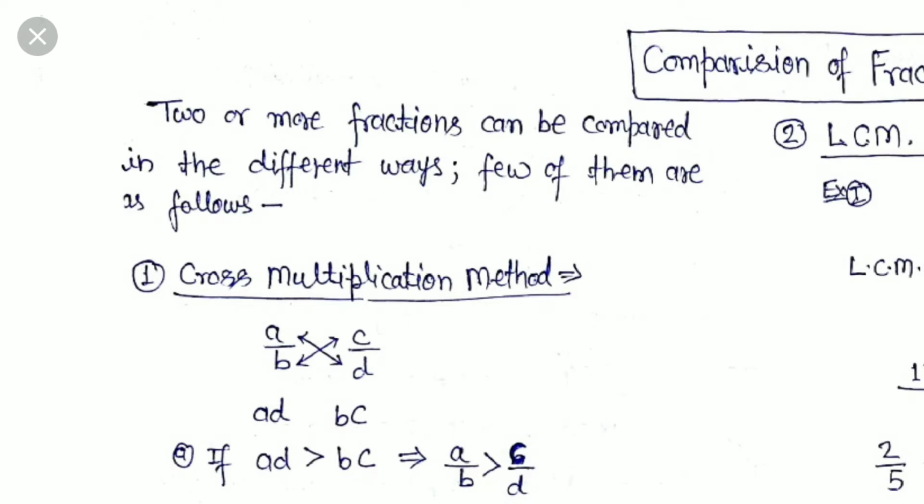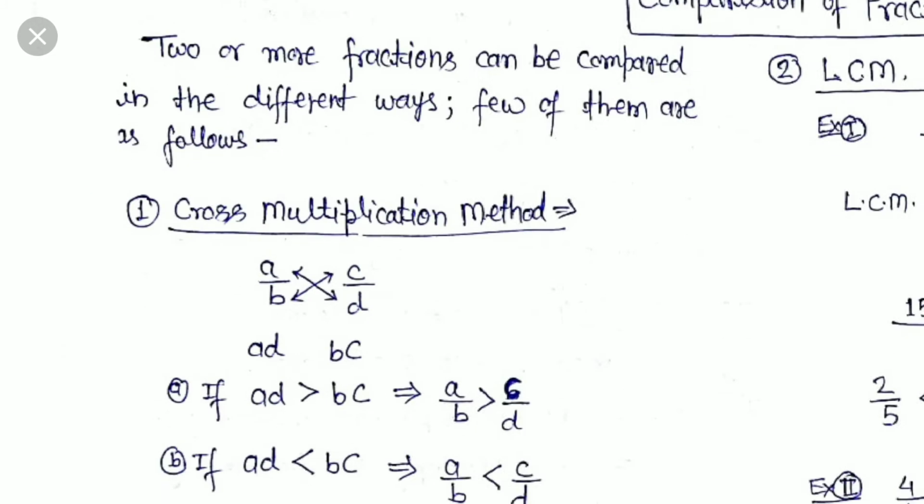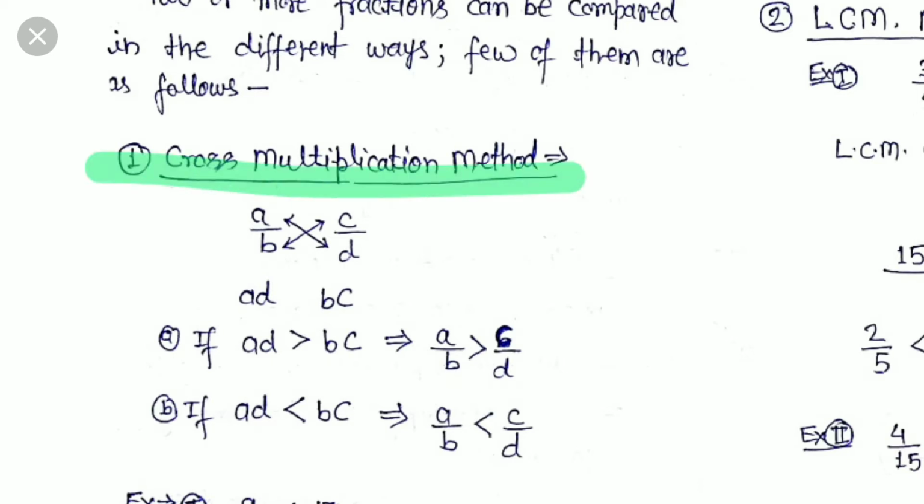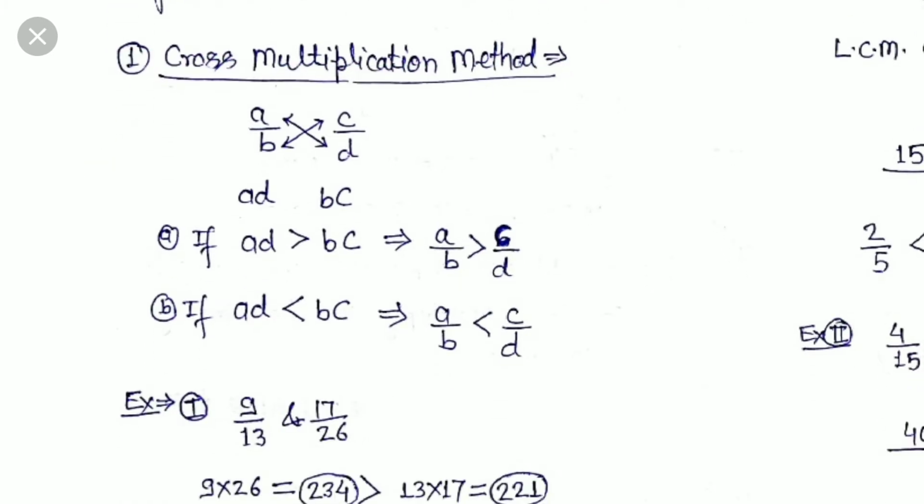So let's start. Two or more fractions can be compared in different ways. A few of them we are going to discuss here. The first method is the cross multiplication method. In this method, suppose there are two fractions, a by b and c by d, that we have to compare. Just cross multiply both fractions. That is, a multiplied by d, written ad, and b multiplied by c, written bc.